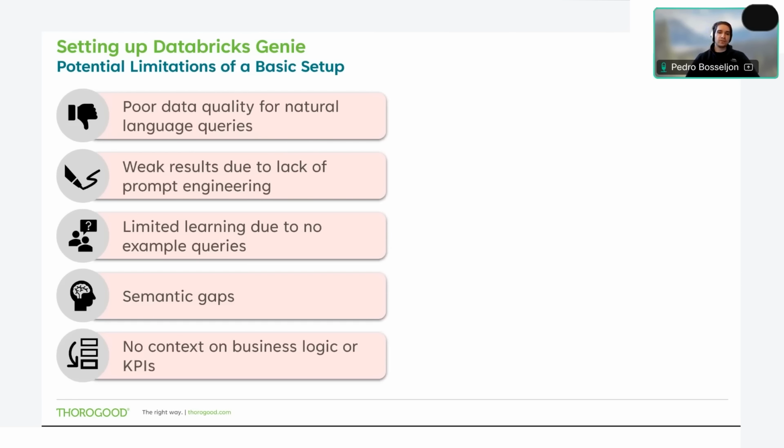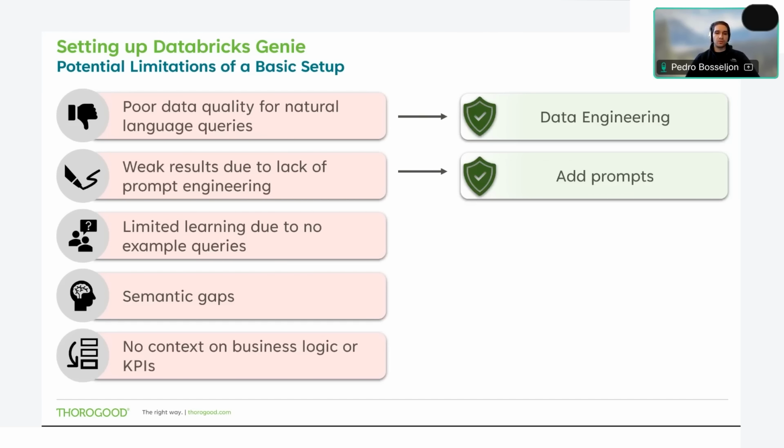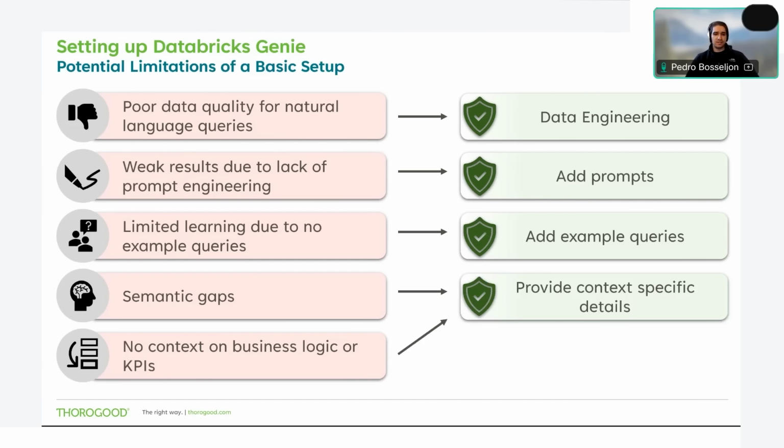Thankfully, we do have solutions for each of those problems. Poor data quality can always be resolved by data engineering. Weak results due to lack of prompt engineering: we can add prompts for that, so Genie has all the context it needs. Limited learning due to no example queries in Genie: as you'll see later on, we can add example queries, so Genie can build on top of those and we can get more accurate and reliable results. And for semantic gaps and no context on business logic or KPIs, we can provide context-specific details, such as the details on the quirks of our data set. And there's always benchmarking and testing, which enables Genie to work better and increases our confidence in it as well.